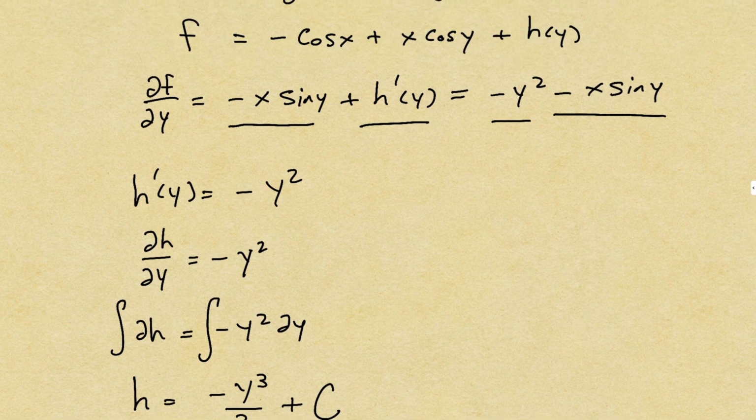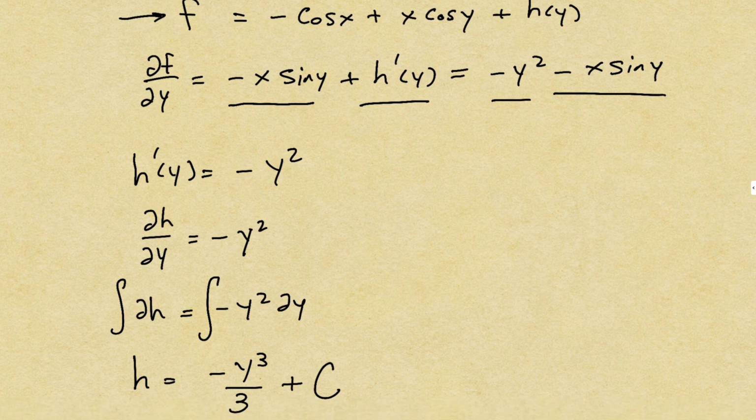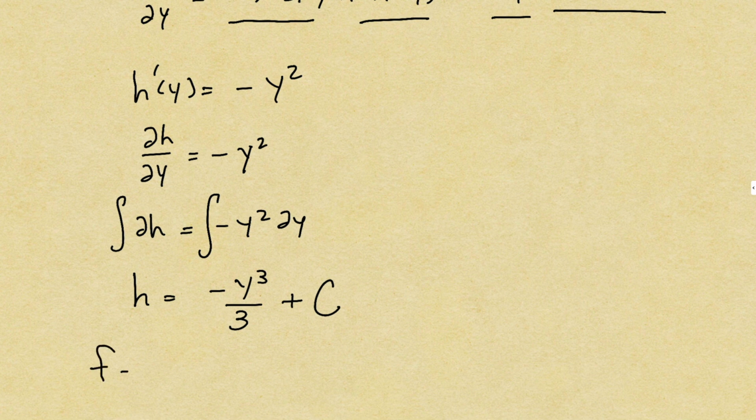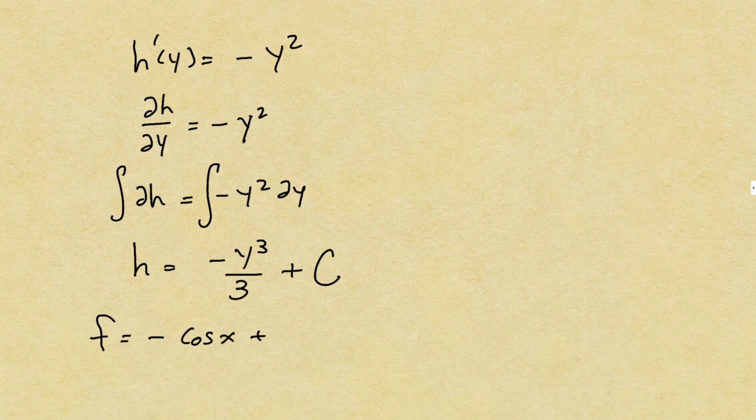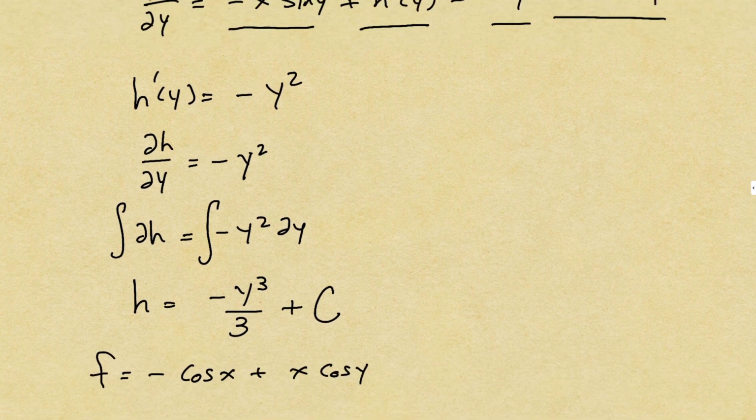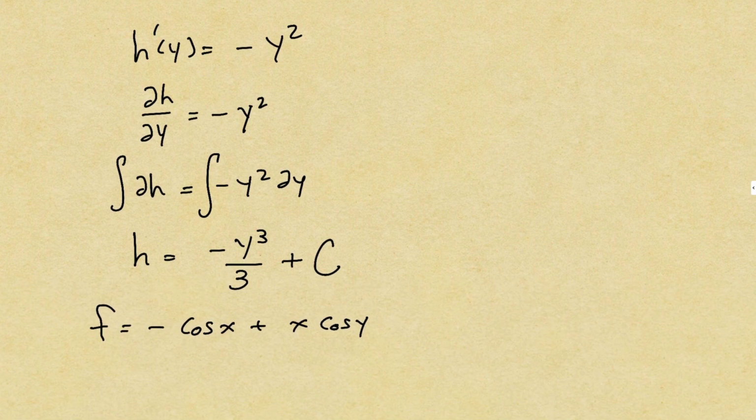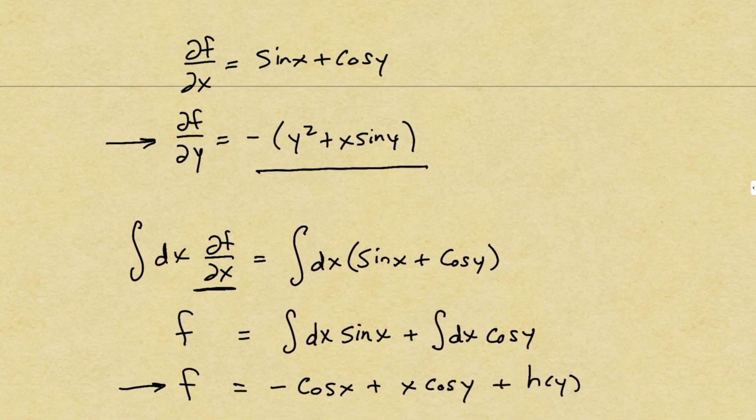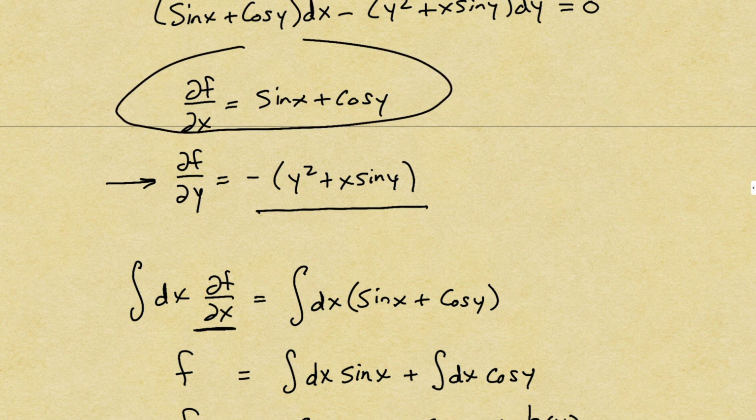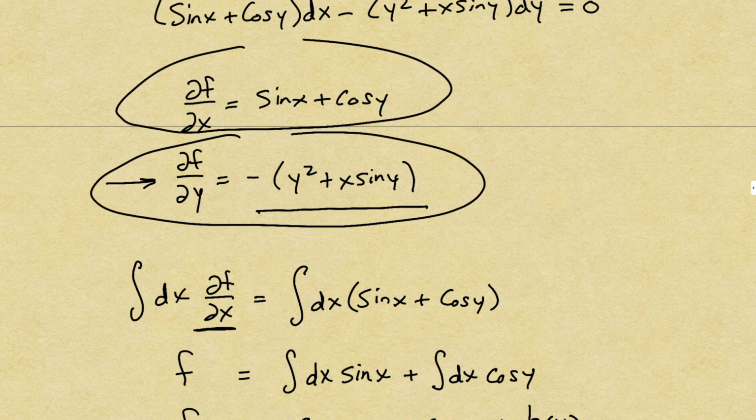So then we remember here what f is, and we can replace our h with what we now know h is. So we have that f is minus cosine x plus x cosine y, and then it was plus h, which we now know is a minus y cubed over 3 plus a constant of integration. So we have our full function f now, whose derivative with respect to x gives us this guy, and whose derivative with respect to y gives us this guy.